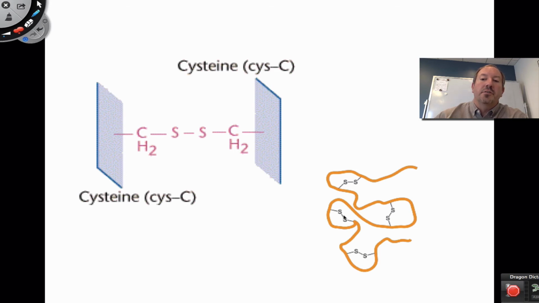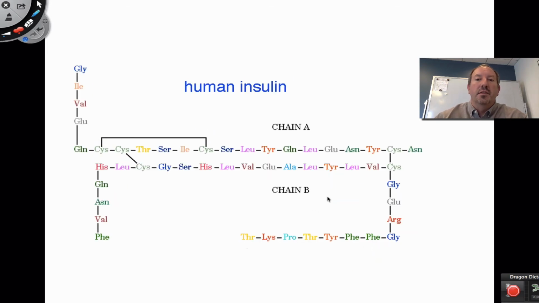So these sulfur bridges hold proteins together. So that sulfhydryl is rather important. Let me give you a real example of that. A real example of that is human insulin. It's a hormone, as you probably have heard of it before, that's produced in the pancreas.